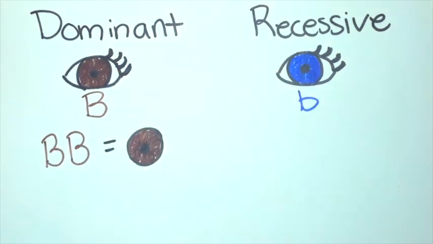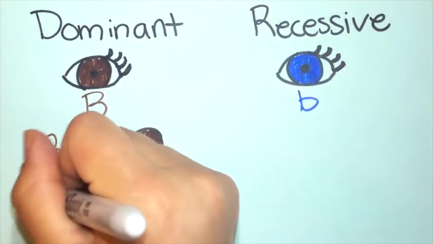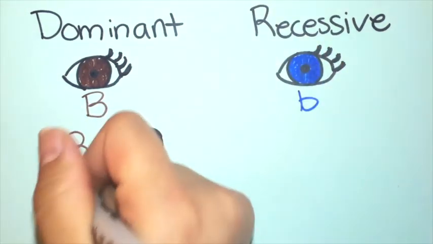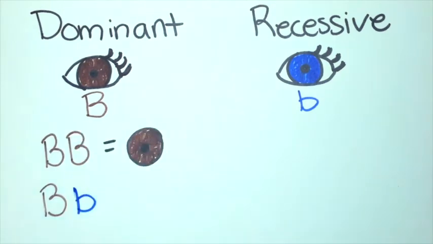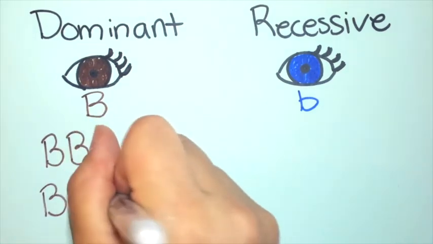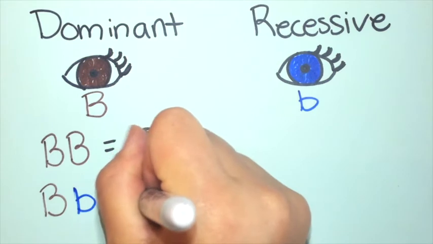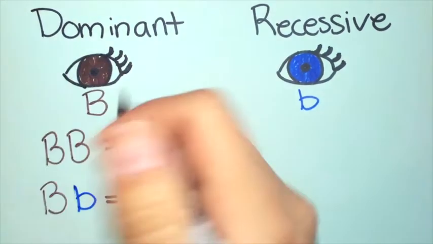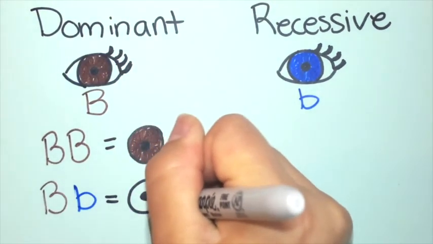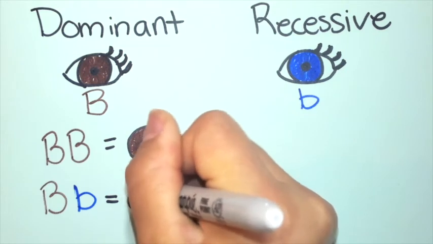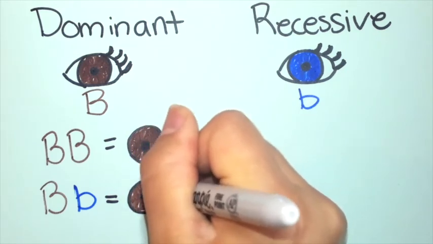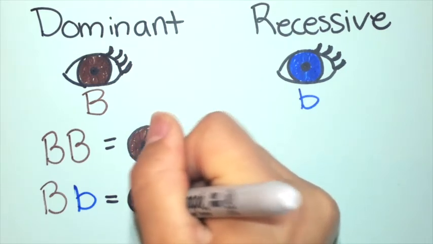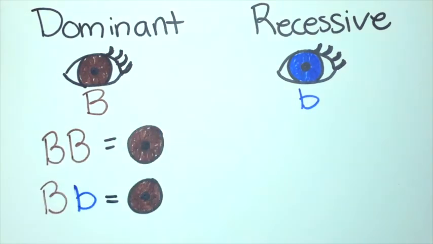The next pairing that you can end up having would be big B, little b. Well, knowing that our dominant always wins over our recessive, it will automatically be a brown eye color. Hopefully this is making sense to you guys so far.